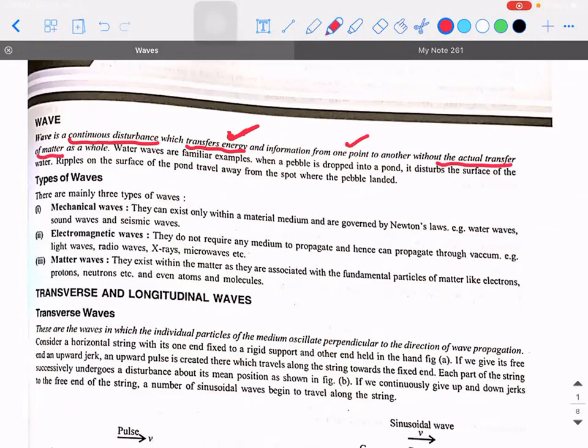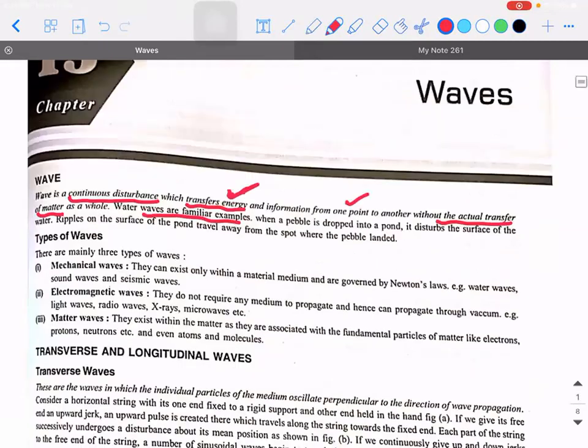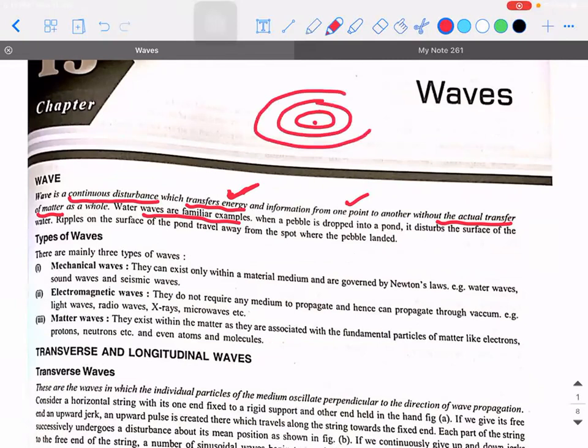For example, water waves are familiar examples. When a pebble is dropped in a pond, let's say you have still water, what will happen? You will see something like this around it. What are these things?